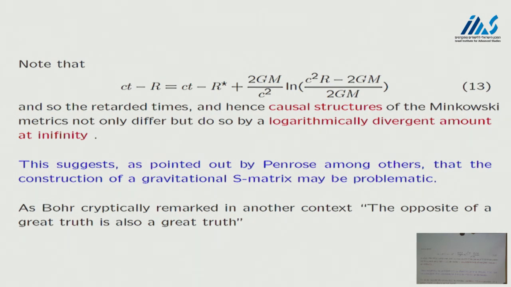And this suggests, at least to some people, I'm not going to take a side about this, but I just think people should be aware of this interesting point. And this is suggested by Penrose and others, that the construction of a gravitational S matrix may be problematic. Certainly you have to take into account this very slow fall-off. You could also take the more optimistic view, to quote Bohr's famous remark in a different context, that the opposite of a great truth is also a great truth.